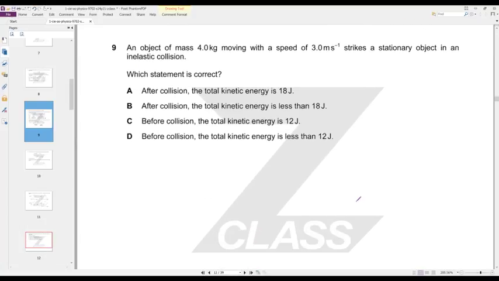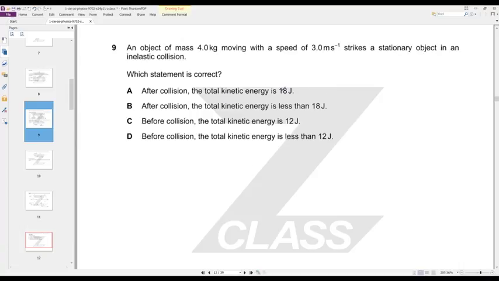An object of mass 4 kilograms moving with speed 3 meters per second strikes a stationary object in an inelastic collision. So we have total kinetic energy of a half mv squared, which is a half times 4 times 9, which is 18. It's inelastic, so we are losing energy. Therefore, our total kinetic energy is less than 18 joules.